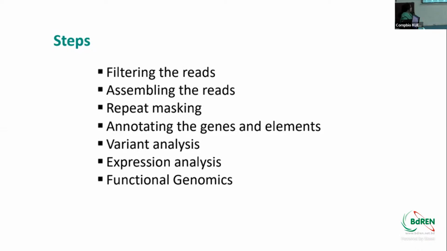Annotating the genes and elements. The next step is annotation: which one is gene, which one is UTR, which one is non-coding region or promoter. This is the annotating of genes. In many of the projects that we work on, this is one of the difficult things, to annotate correctly. Then we get a draft genome which has the annotation of the genes and other elements.